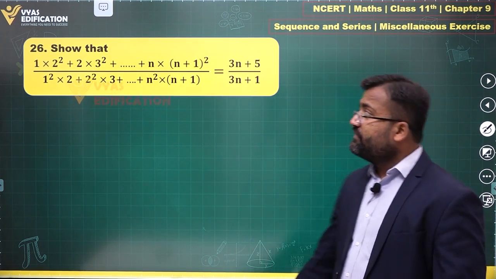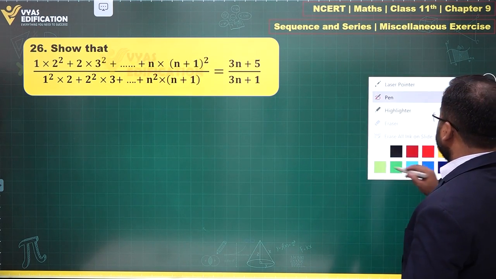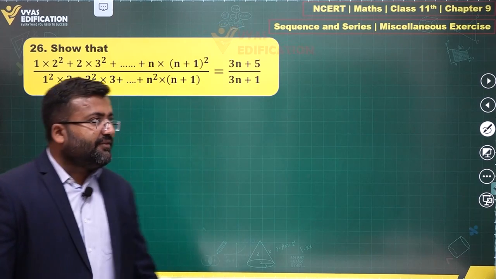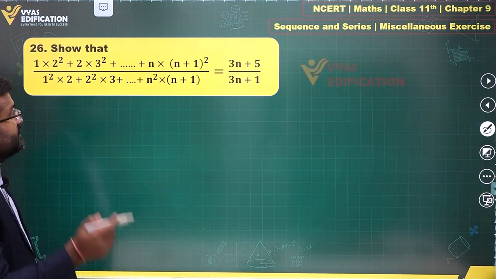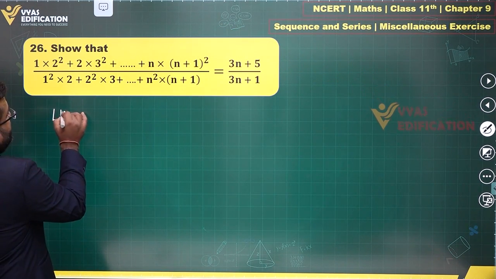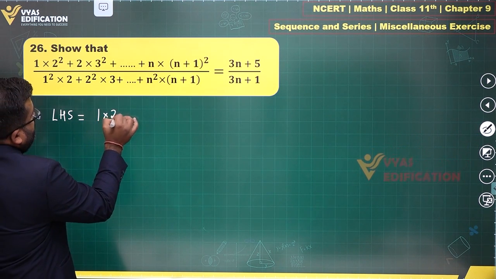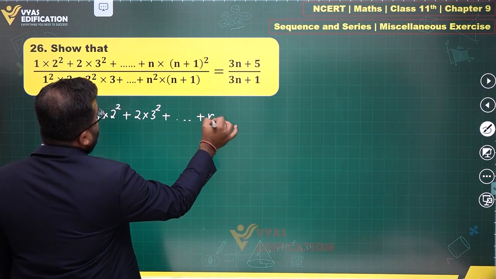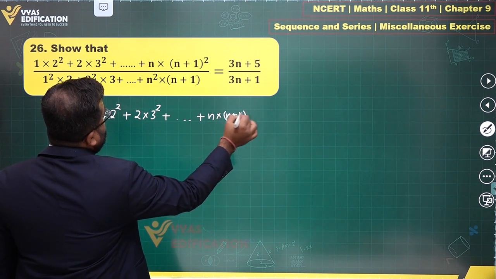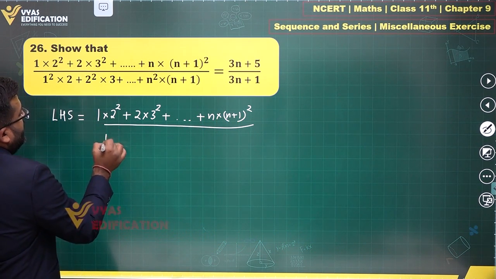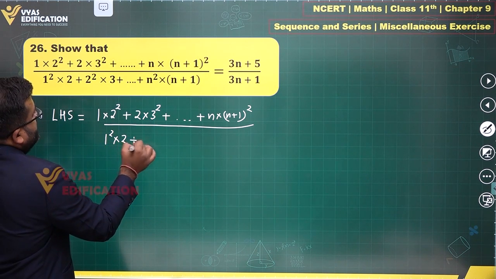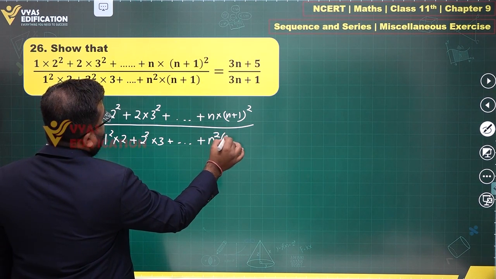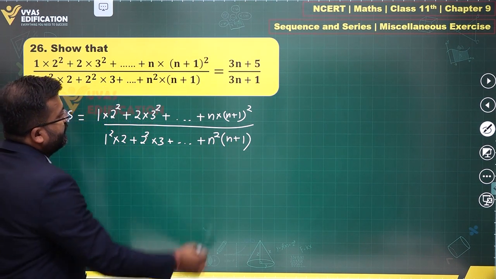In question number 26, we have show that this equals this, prove that. Okay, so the left hand side looks a bit complicated. Let's try to simplify this. Left hand side is equal to 1 into 2 square plus 2 into 3 square plus dot dot dot plus n into n plus 1 square. In the denominator you have 1 square into 2 plus 2 square into 3 plus dot dot dot plus n square into n plus 1. That's what you have, right?